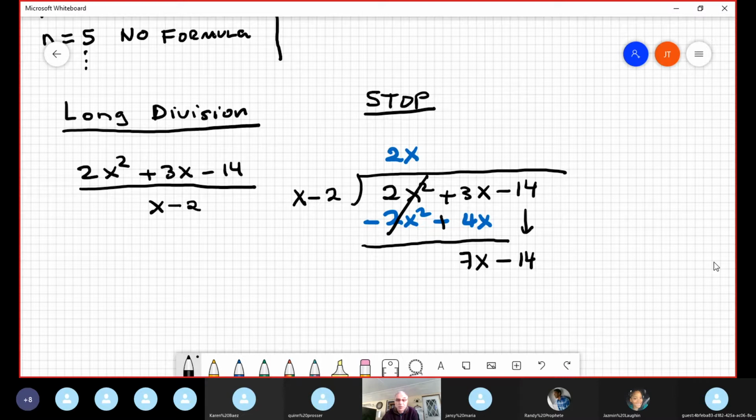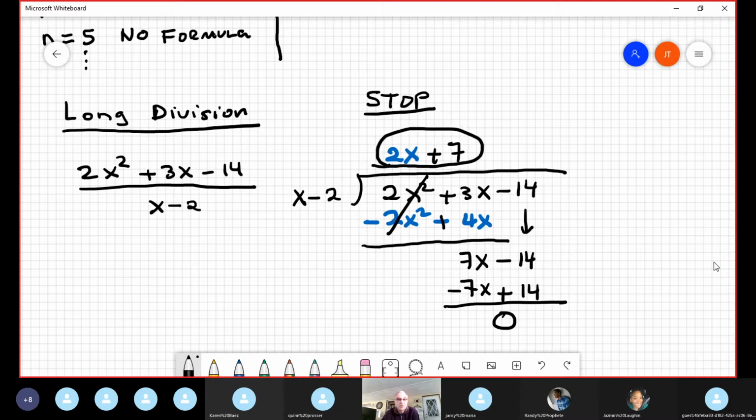Okay, so now the monomial in this case is 7, no? It's 7 because 7 times x is 7x, and 7 times 2 is 14, but actually I change the sign and I get remainder 0. Okay, fantastic. Remainder 0 means that this is the answer. The answer of this division is 2x plus 7.